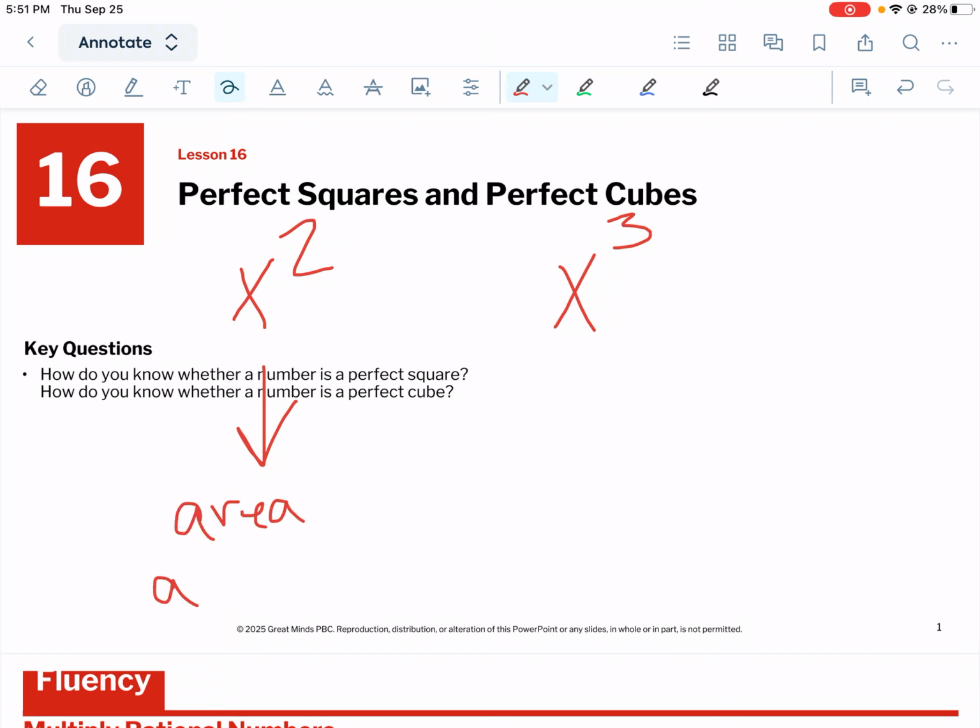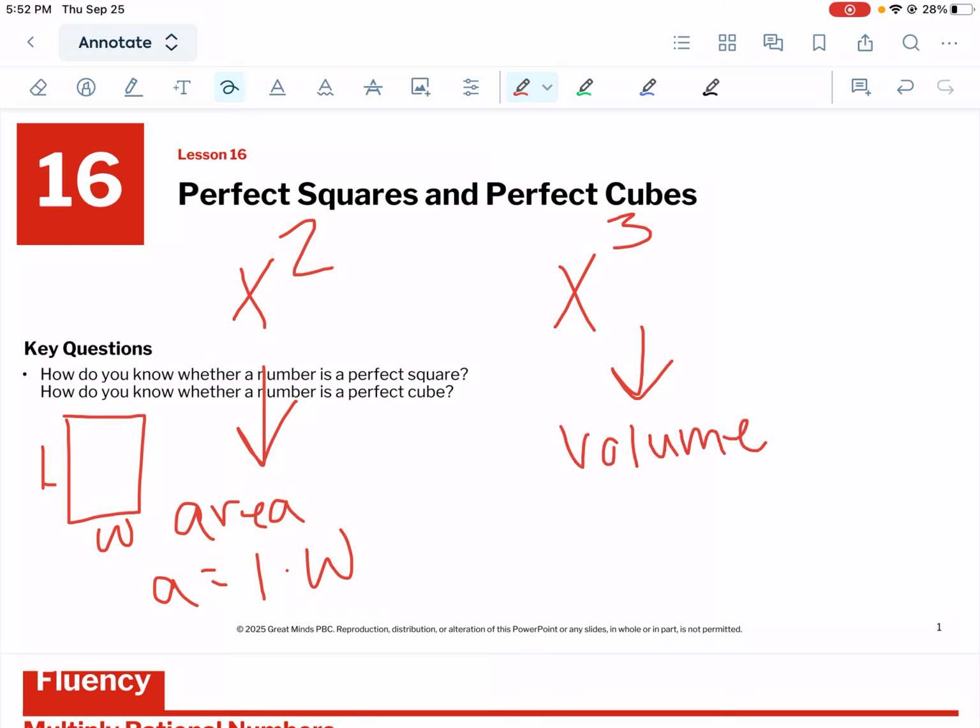because the formula for area is length times width, if we were dealing with an actual square. For cubes, if you need to relate it to a formula, you can think about volume. Okay? And the formula for volume is length times width times height.